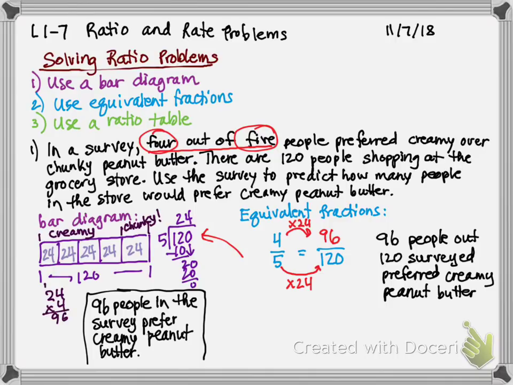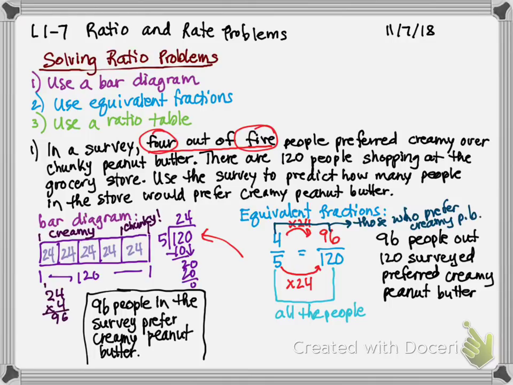Now, both 5 and 20 are representing the same thing. These represent all the people. All the people. And on the flip side, the 4 and the 96 represent those who prefer creamy peanut butter.